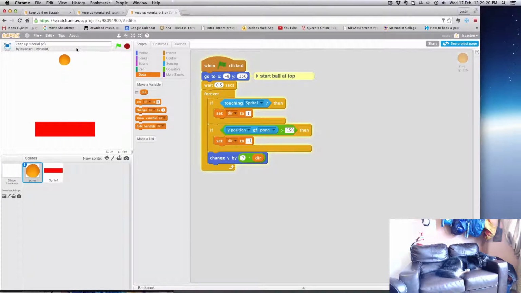What we want to do is show you how to make it bounce like a real ball, like gravity. Like it falls faster and it gets slower at the top, right? So let's see what changes the speed of the ball. Number 7 is change y by 7 times direction. So direction is just whether it's going up or down, right? It's 1 or -1.